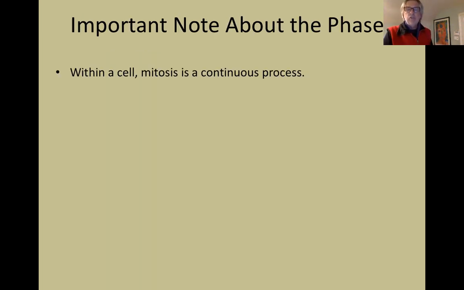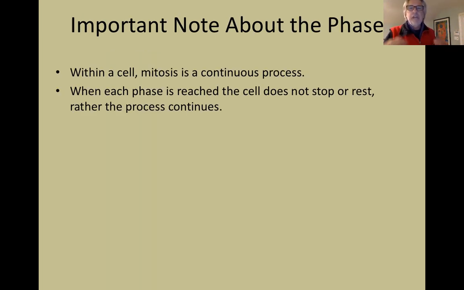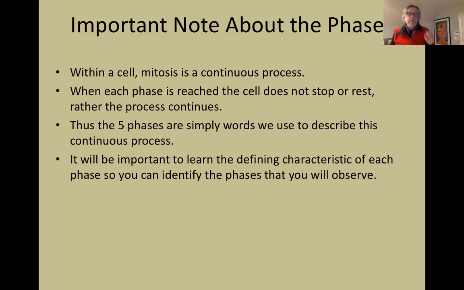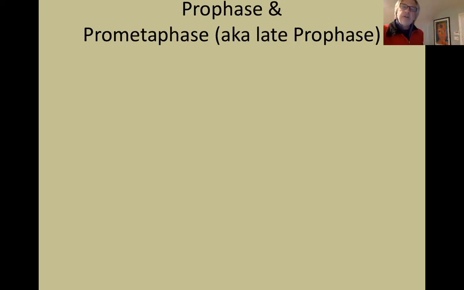Within a cell, mitosis is a continuous process. When each phase is reached, the cell doesn't stop or rest, but rather the process just continues. Thus, the 5 phases are simply words we use to describe this continuous process. It will be important for you to learn the defining characteristics of each phase so you can identify the phases that you will observe. And once you think about this whole process, there's a certain logic to it that will make learning these phases rather easy. So let's look at them now.